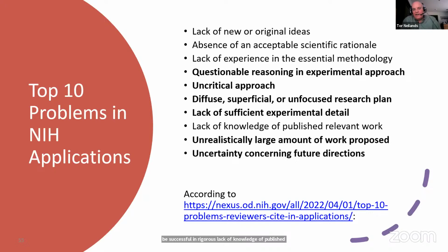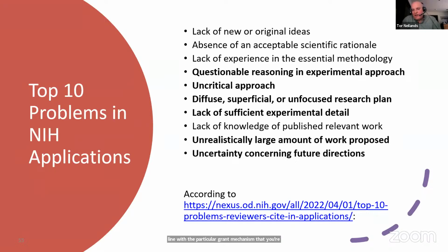An unrealistically large amount of work proposed. This is something that in our summer training program, we see a lot with new scholars coming in. They propose like 20 years' worth of research, a whole career, in one grant application. So it's really a good idea to run your proposed ideas by trusted colleagues to get their objective reactions as to whether the scope is really in line with the particular grant mechanism that you're targeting.